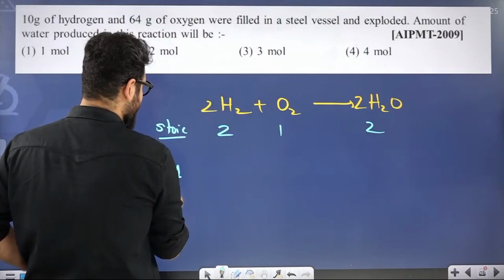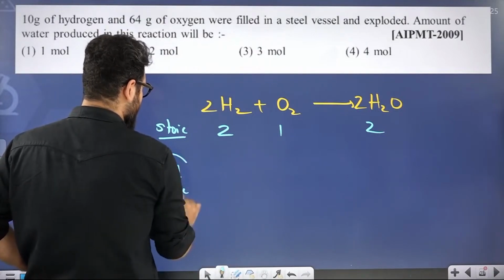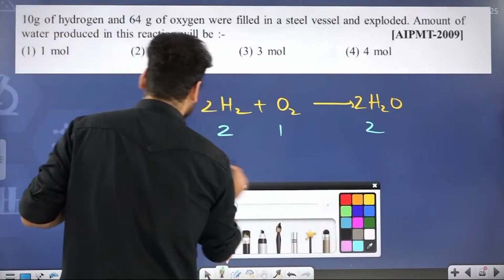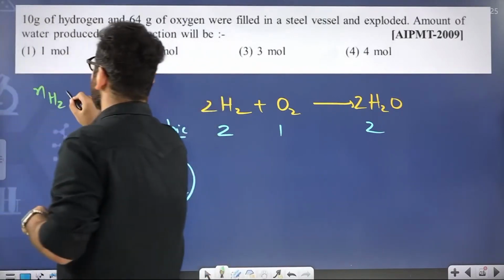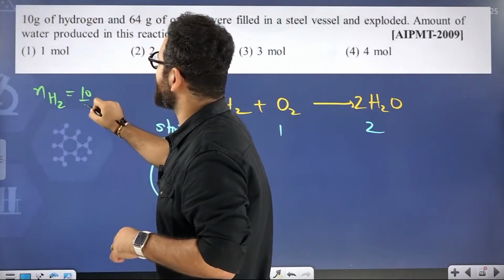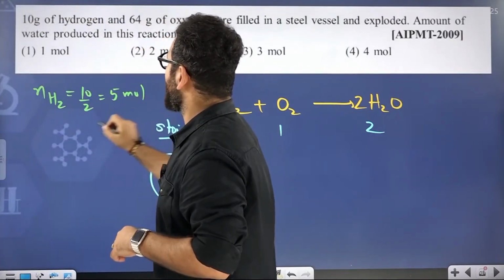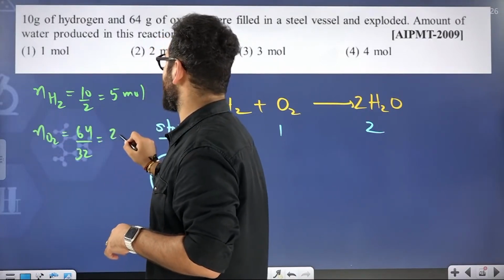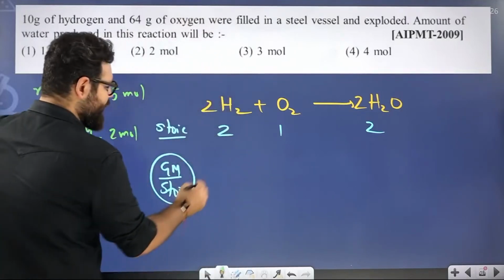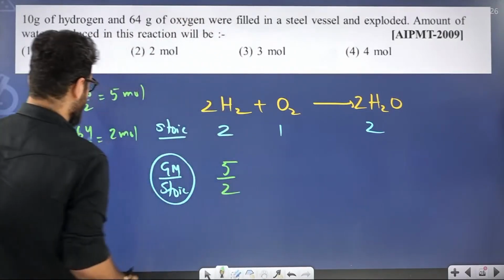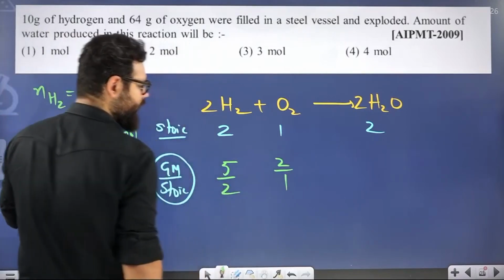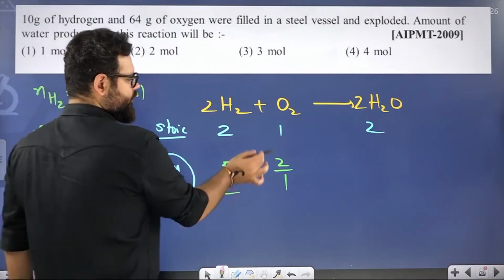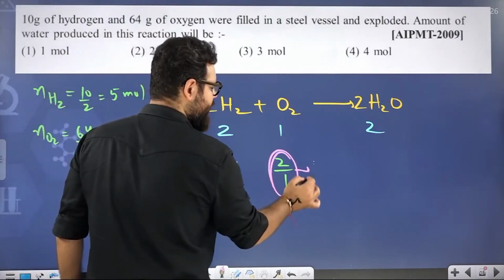Now we'll check the limiting reagent using given moles by stoichiometry, because the values of both are given. Hydrogen is given 10 gram. So moles of hydrogen is 10 gram by 2 gram, 5 mole. And moles of oxygen are 64 gram by 32 gram, which is 2 mole. So 5 by stoichiometry 2, and 2 by stoichiometry 1. So 2.5, and 2.